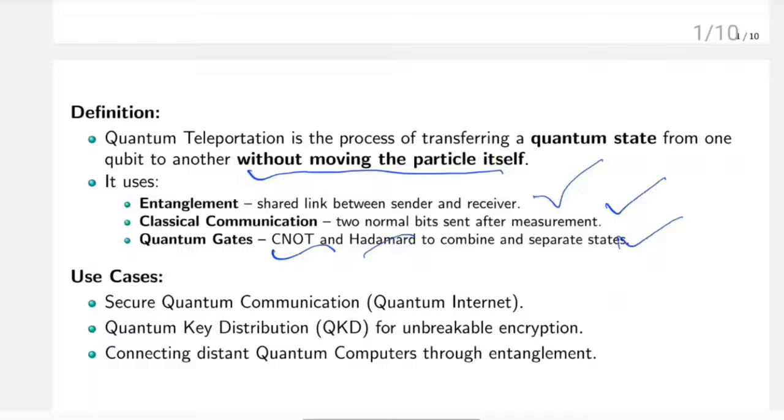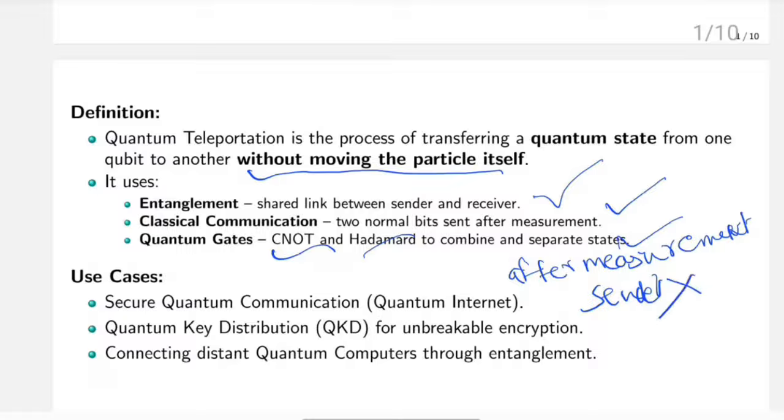In simple terms, the sender's qubit is destroyed after measurement. The sender will be destroyed; the sender will no longer be there. And the receiver's qubit becomes an exact copy. So the sender's state will collapse and the receiver will have an exact copy of the sender's. So the quantum state moves, but the particle doesn't.